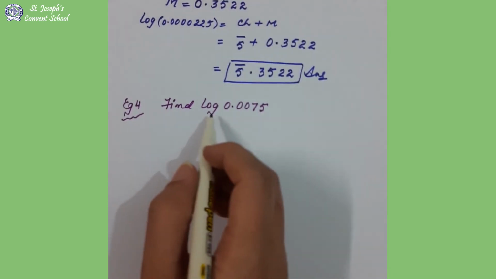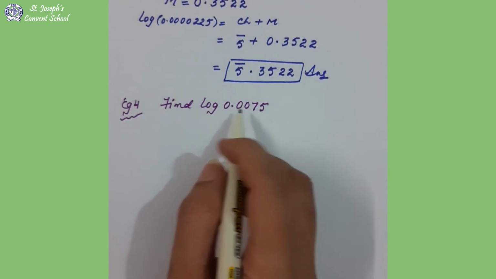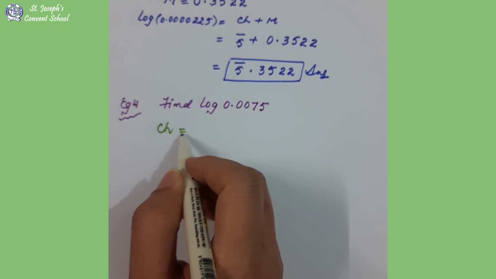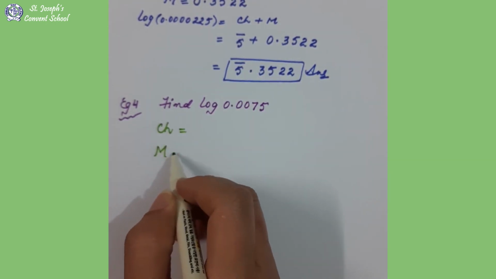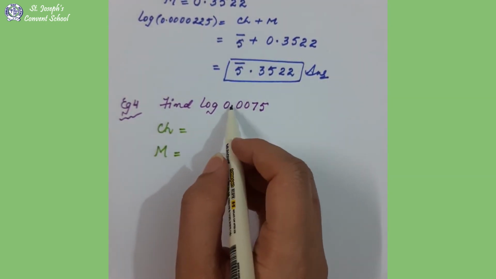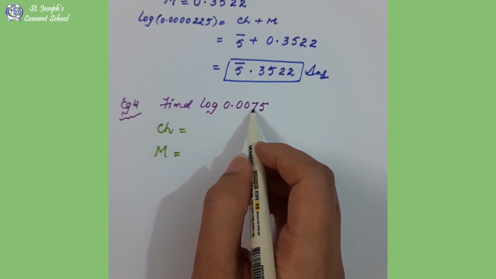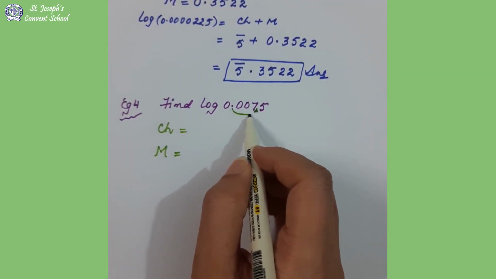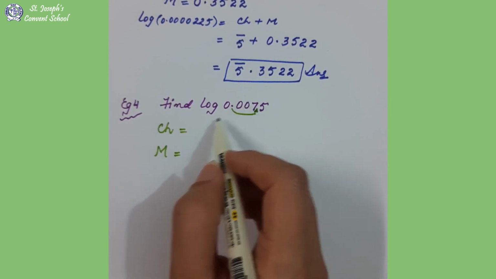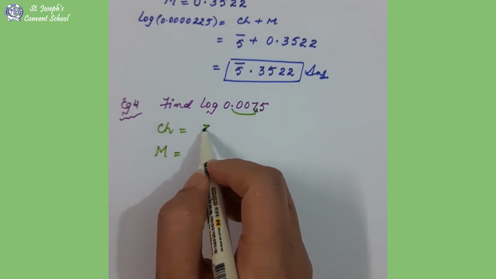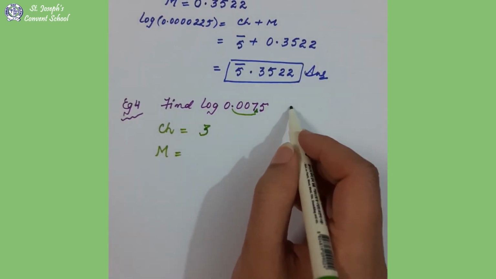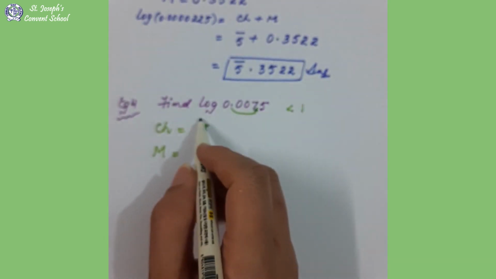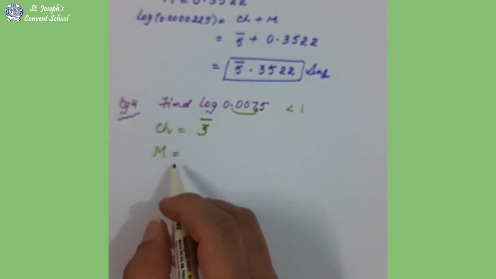Now you have to find log of 0.0075. Again, same way, find the characteristic and then find the mantissa. For the characteristic, shift the decimal to after the first non-zero digit, so it means here. How many places? 1 2 3 places. Now the number is less than 1, or you are moving towards the right side, so it is negative, bar 3.